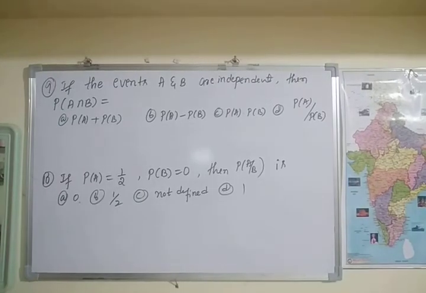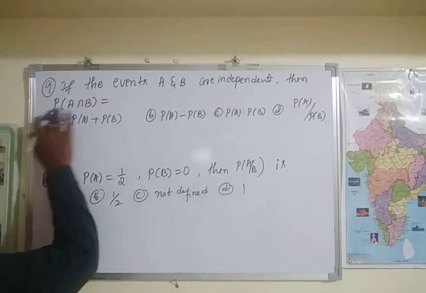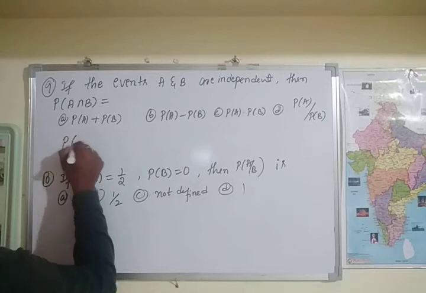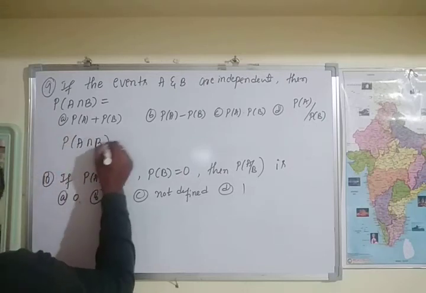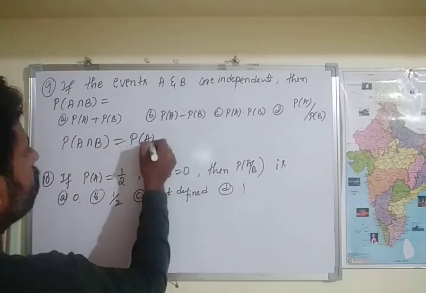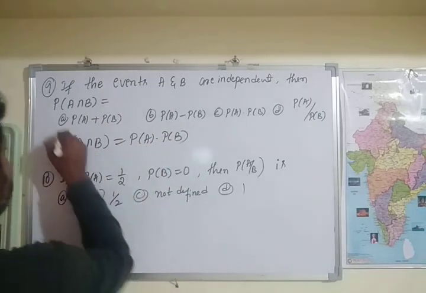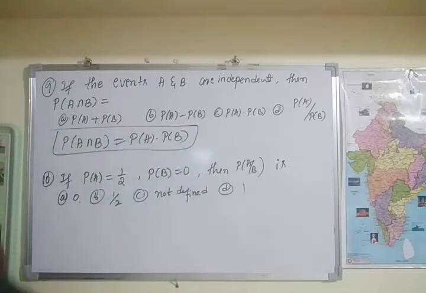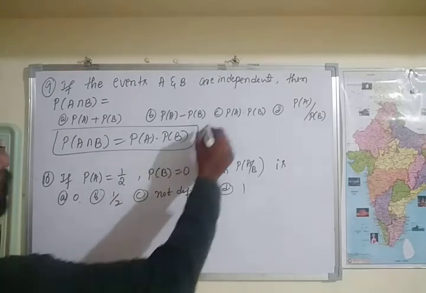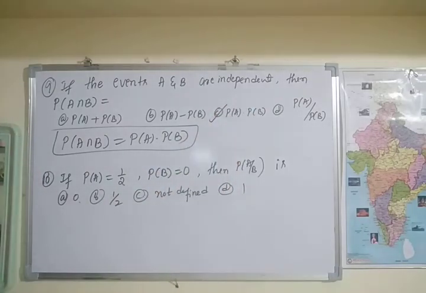Students, this is simple. If the events A and B are independent, then P of A intersection B is equal to P of A into P of B. A and B are independent events, so P of A intersection B is equal to P of A into P of B. This result, option C, is correct.